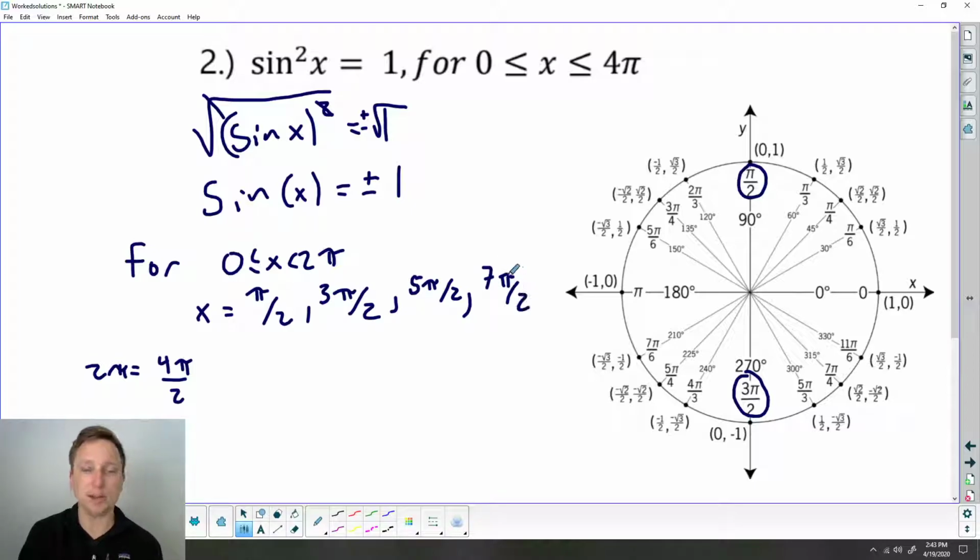And if we think about this, 7 pi halves is actually really close to 8 pi over 2, which puts us at 4 pi as our bound. So we are done with this problem. There we have it. This problem was a little different in what was happening to solve for it. I hope this helped.